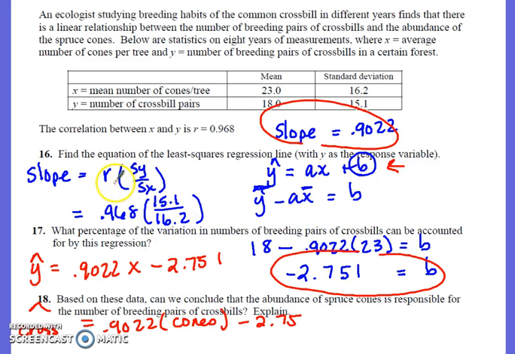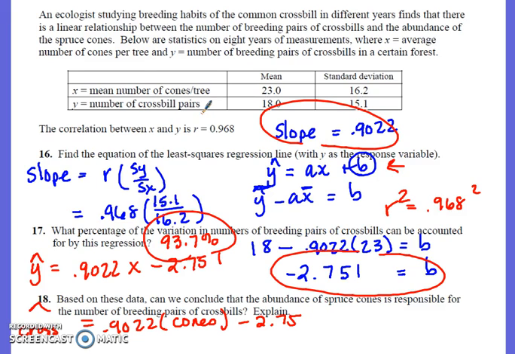So that's number 16. What percentage of the variation in numbers of breeding pairs of crossbills can be accounted for by this regression? That's the coefficient of determination, r squared. So all we're going to do is take 0.968 and square it. Oh yeah, it's 0.937. So the percentage is 93.7% of the variation in crossbill pairs can be accounted for by the equation between the number of cones and crossbill pairs.